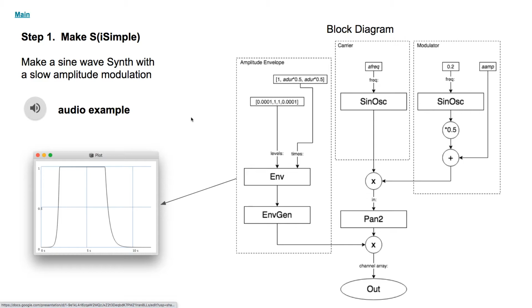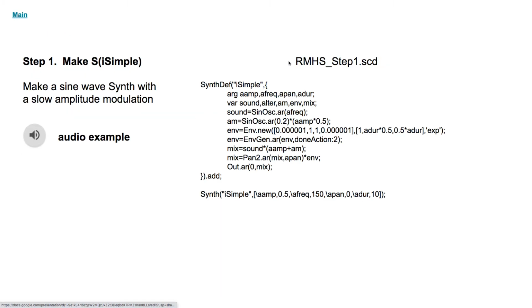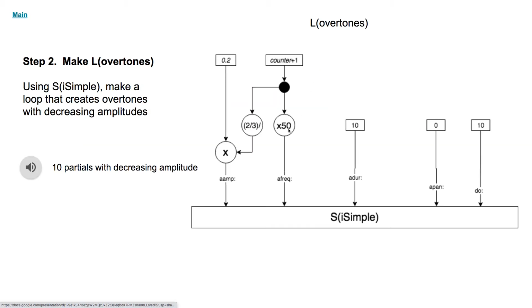What we are going to do now is try to find a way of playing this. So consider this as one note, but I want to create a chord. I want to create a chord that resembles an overtone series. So if my starting frequency is 50 hertz, I want to create an overtone series that goes 50 hertz, 100 hertz, 150 hertz, 200 hertz, and so on, up to 10 times.